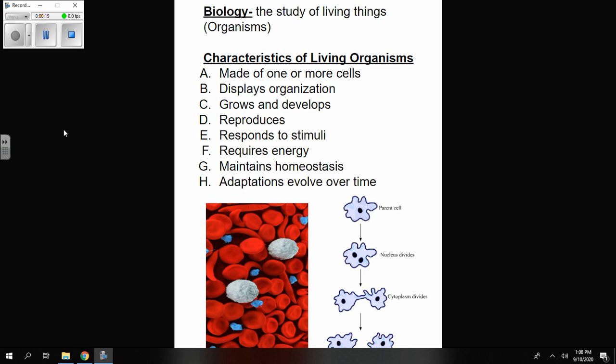Biology, the study of living things. Organisms, all living things are called organisms. They have certain characteristics in order to be considered a living organism. A, made of one or more cells. B, displays organization. So you learned about this in 7th grade science. A bunch of cells working together make up a tissue, which makes up organs, which make up systems. For example, in our body, that's how our organization is set up.